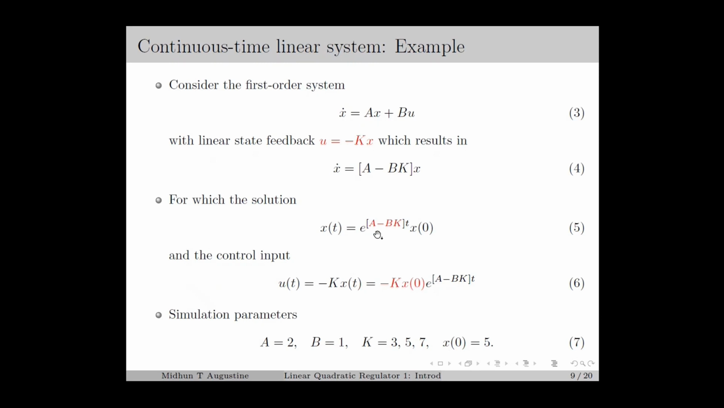Similarly, for k equal to 3, we have the initial value of the control input equal to minus k times x0, which is equal to minus 15. And for k equal to 5, it will be minus 25. And for k equal to 7, it is minus 35. Therefore, the initial value of the control input is maximum for k equal to 7 and minimum for k equal to 3.